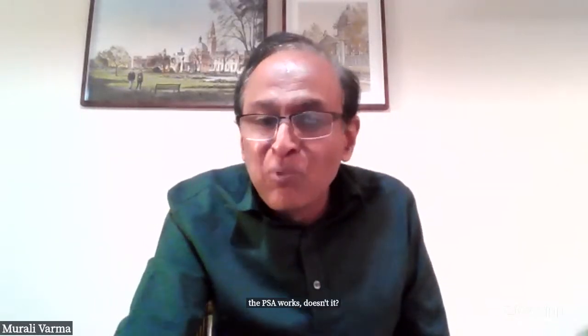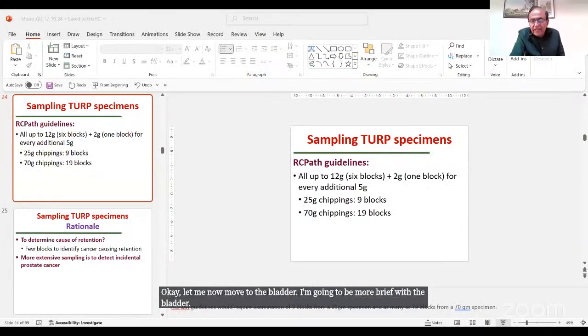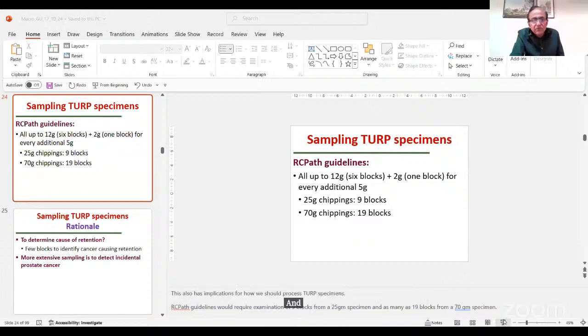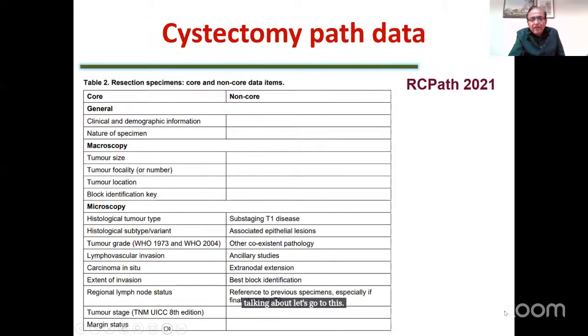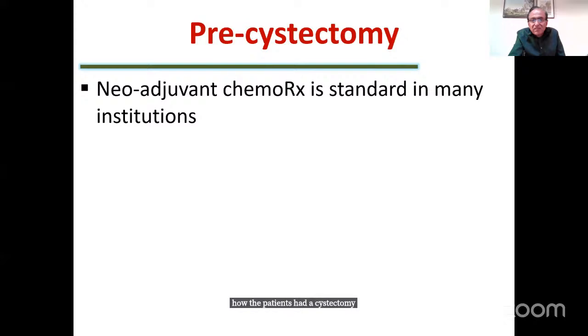Okay, let me now move to the bladder. I'm going to be more brief with the bladder. Bladder, again, we collect a lot of data. Again, we need to think clinically. When the patient has had a cystectomy, what really matters?